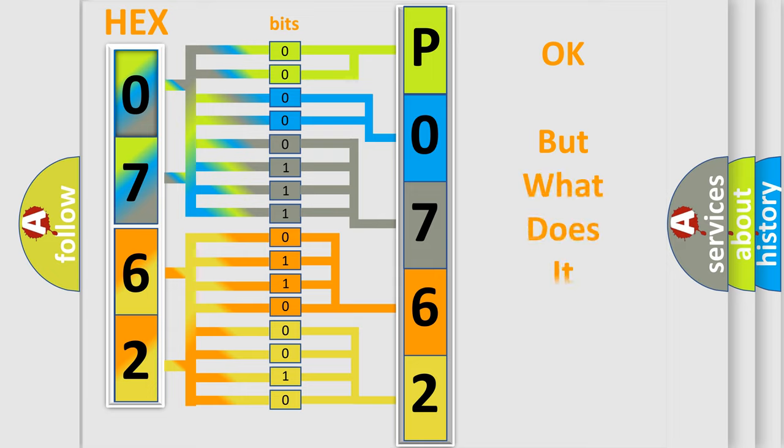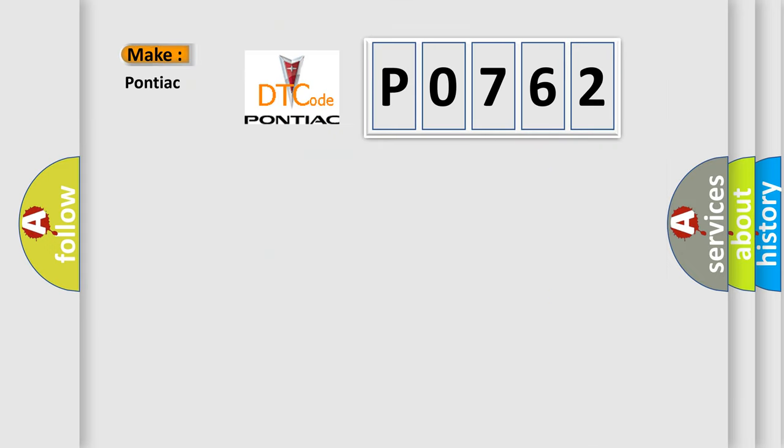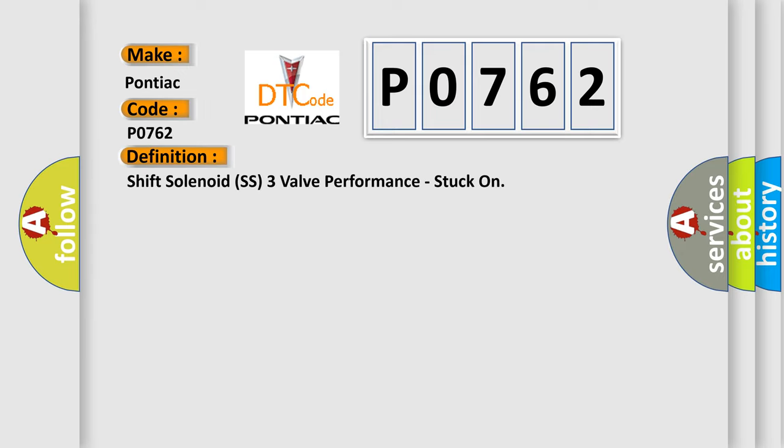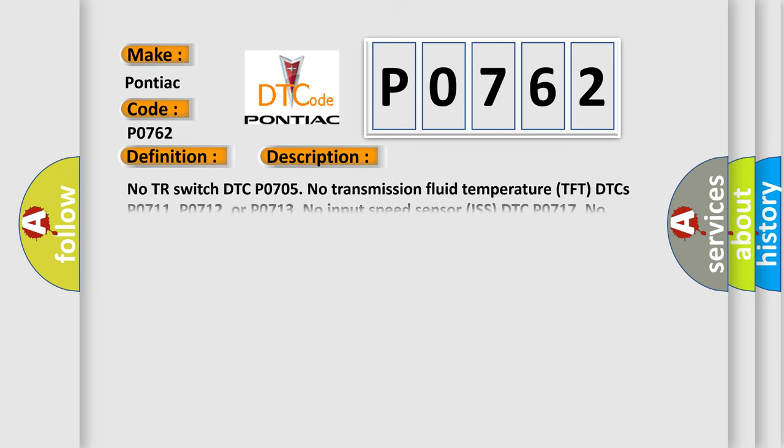The number itself does not make sense to us if we cannot assign information to what it actually expresses. So, what does the diagnostic trouble code P0762 interpret specifically for Pontiac? The basic definition is shift solenoid SS3 valve performance, stuck on. And now this is a short description of this DTC code.